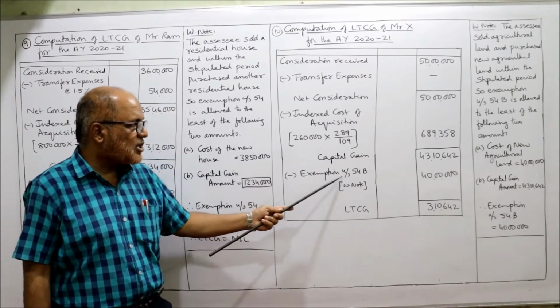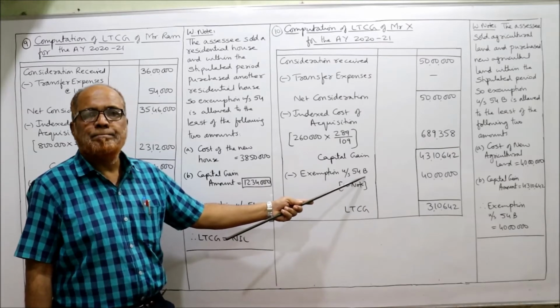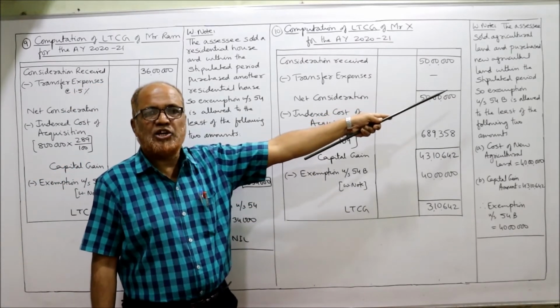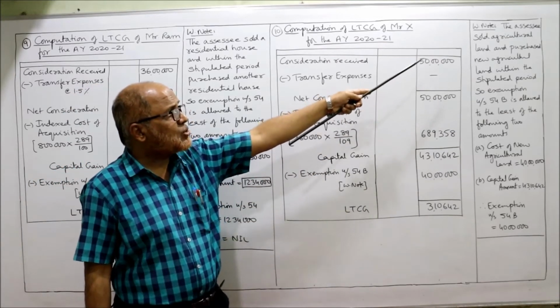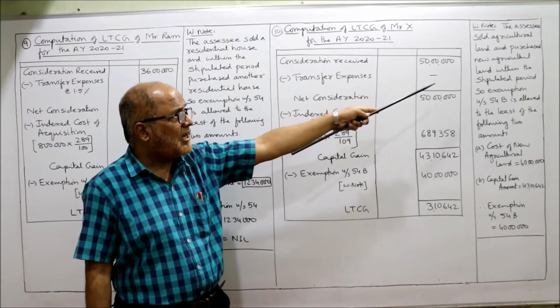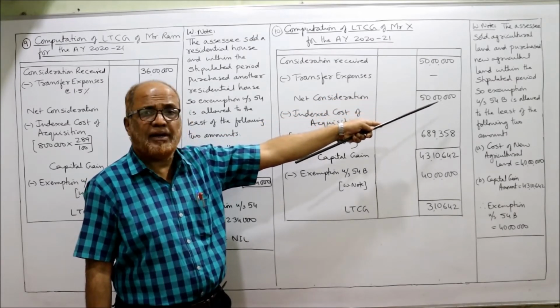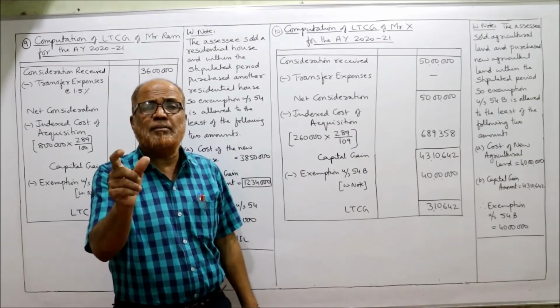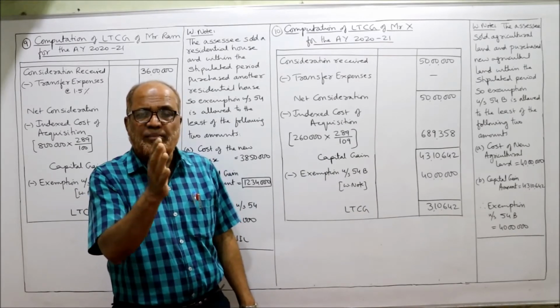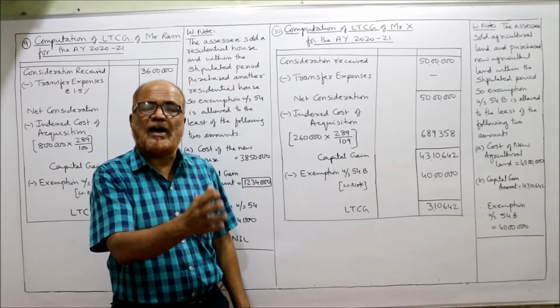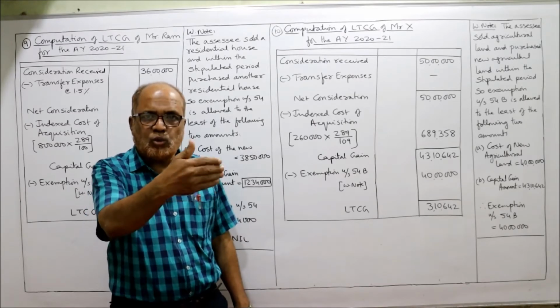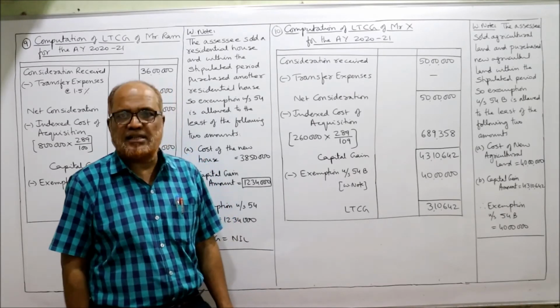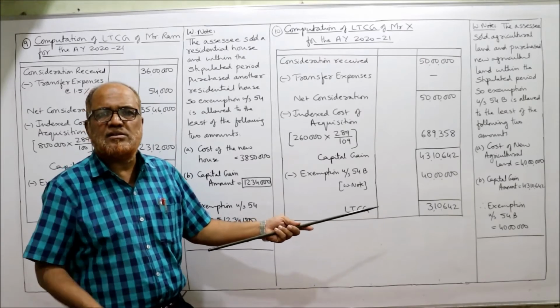From this, exemption under section 54B, in the working note I have given the explanation. The assessee sold agricultural land and purchased new agricultural land within the stipulated period. Stipulated period means 2 years from the date of transfer of agricultural land. Within 2 years he should purchase another agricultural land, and he has purchased within 6 months.